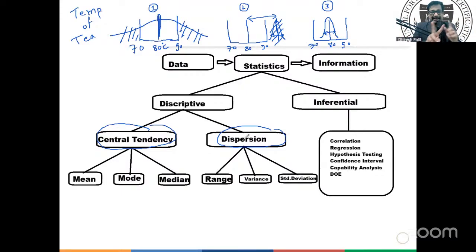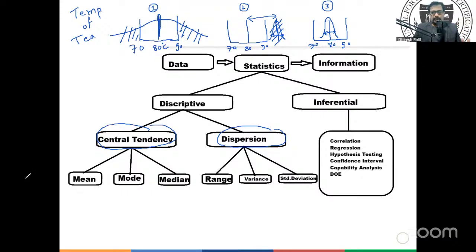Are you clear with this example? Just give me yes in the chat box. Anybody who has not understood, please let me know. Don't type yes because everybody is typing yes, okay? If you have not understood, I will explain it for you. Simple hai, very easy, easy peasy.